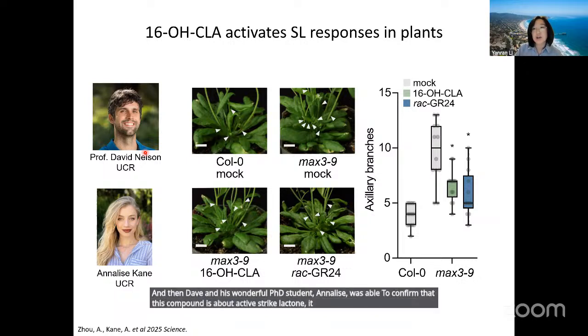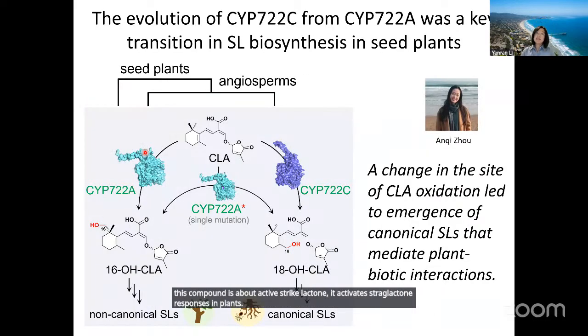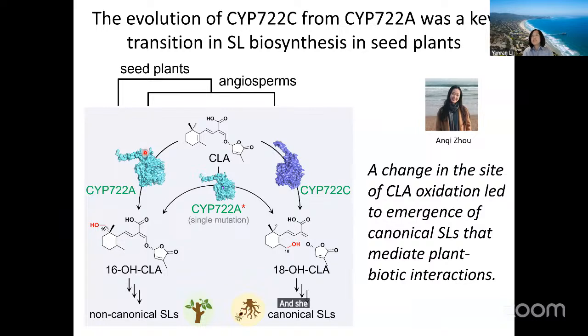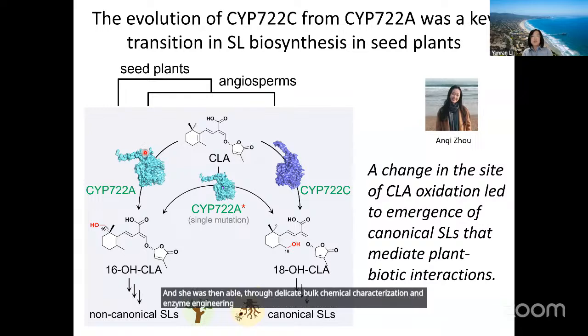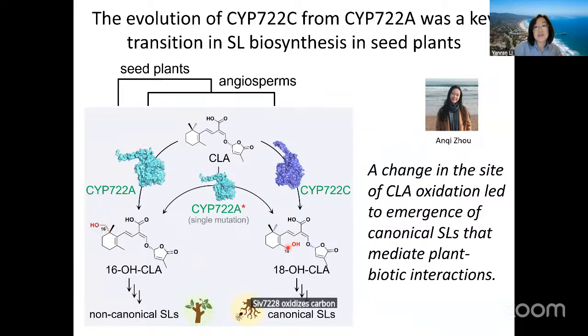It activates strigolactone responses in plants. And she was then able, through delicate biochemical characterization and enzyme engineering, to show that between CYP722A and C, if you think about it, it's basically just a change in the oxidation site. CYP722A oxidizes carbon 16, while CYP722C first oxidizes carbon 18.